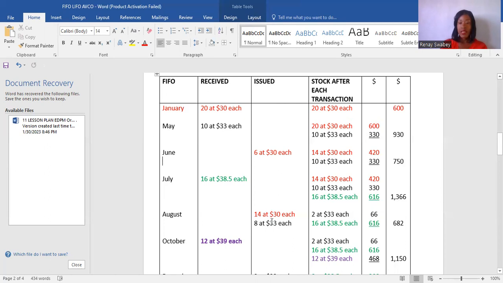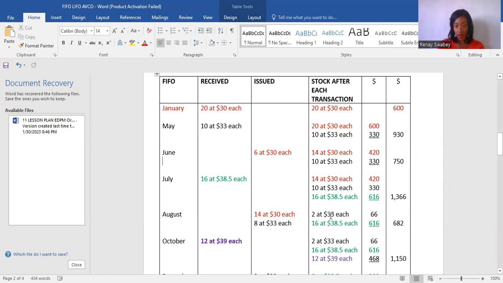So remember, this 14 items at $30 is what Selena purchased in January. It's what was left over after she sold the 6 goods that she purchased in January. See it here? So in August, she managed to sell all 14 items that she purchased from January. So all of the items from January were sold in August. That is why we're not going to have anything to multiply with this figure to get an answer here. We're going to move on to May.